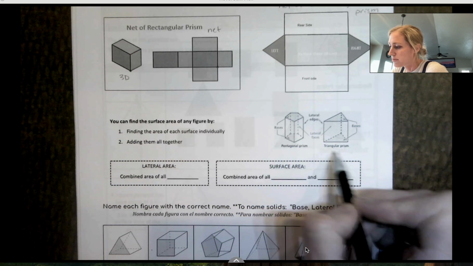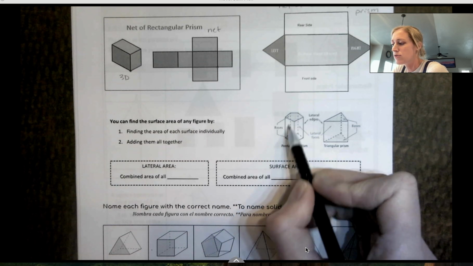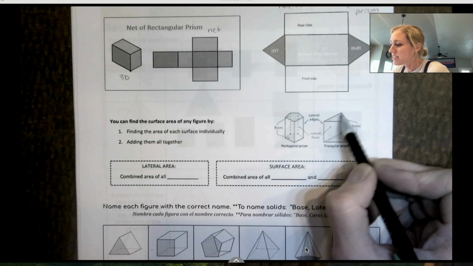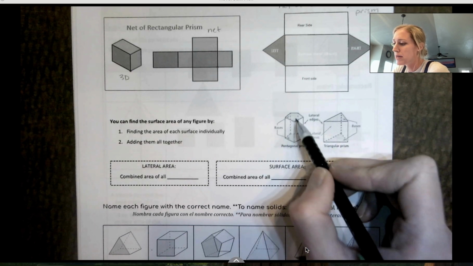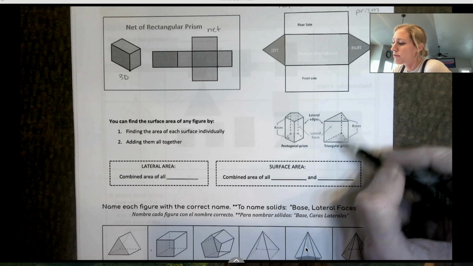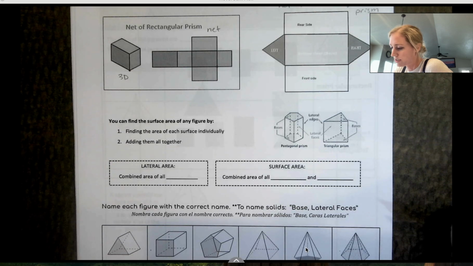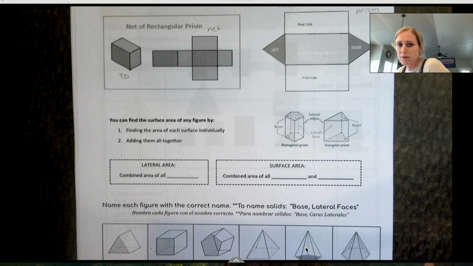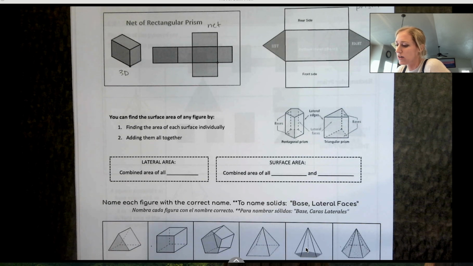So this is a prism, this is a prism, because they have rectangles that make up what we call the lateral area. And then they have a different shape for their bases. So the bases are always parallel to each other, and the lateral faces are rectangles, okay? We're going to come back to that a little bit more. We're going to keep talking about lateral area and surface area.